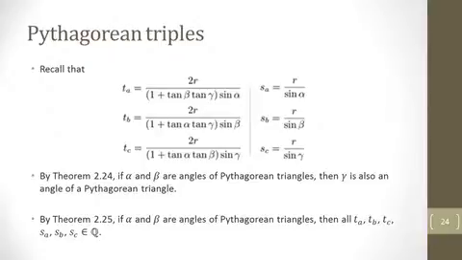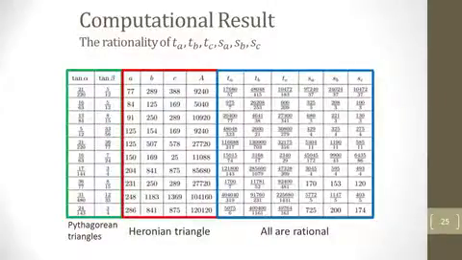And by Theorem 2.25, if alpha and beta are angles of Pythagorean triangles, then all the values of t and s will be rational. This table verifies our results, in which we first determine tangent alpha and tangent beta, where alpha and beta are angles of Pythagorean triangles. Then we can generate a set of Heronian triangles, and all its angle bisectors will be rational.